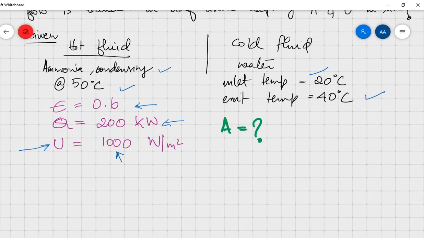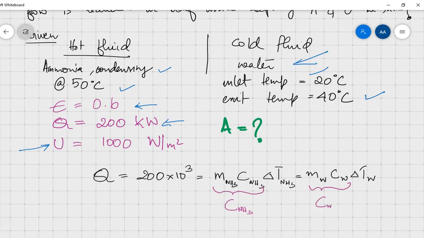In certain questions of this type, if the value of the overall heat transfer coefficient, capital U, is not given, you have the provision of taking first estimates of these values from your data book. Before we solve this problem, there is one thing that you must be reminded of. For the sake of the analysis, let us write the heat transfer rate Q equals the given value, that is 200 kilowatts, equals the mass flow rate of ammonia times the specific heat of ammonia times the delta T of the ammonia.